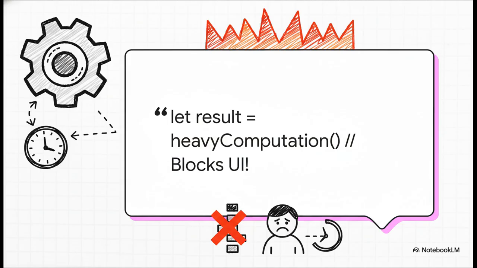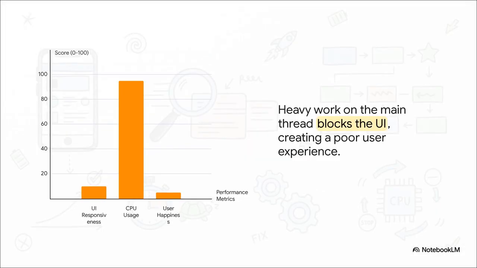Now, why is this so bad? Because the body of a SwiftUI view can get redrawn many, many times. Every single time the state changes, this expensive function runs again, and it runs right on the main thread, blocking absolutely everything. And you can just see the impact in the metrics here. CPU usage is through the roof, UI responsiveness tanks, and well, user happiness goes right down with it. The app feels broken, even though the code is technically working. This is a classic bottleneck.